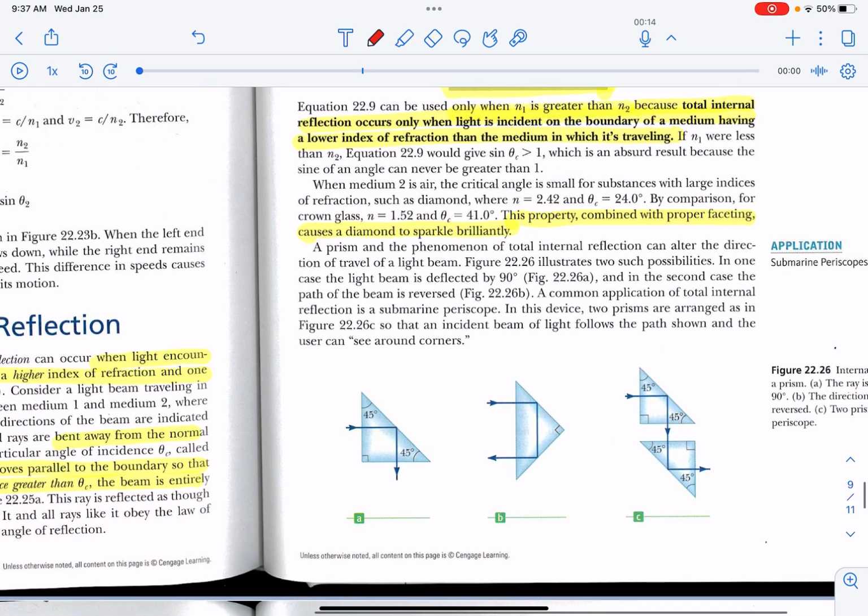It also happens to be why, if you shape your diamond well, that's called proper faceting, all the flat surfaces of the diamond are such that all the light is internally reflected, and that's how you get the glitter or the beauty or the sparkle of the diamond.